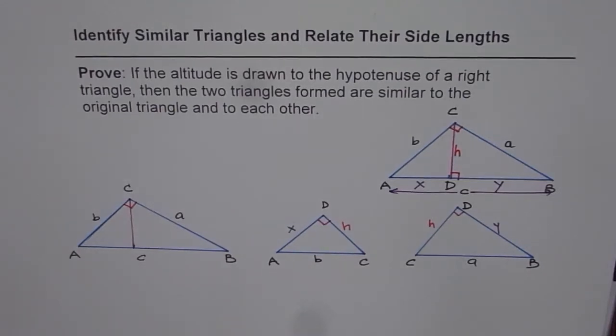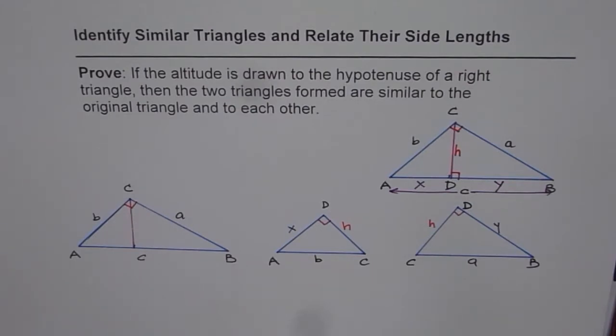I am Anil Kumar, and here is a very important video. In this, we are going to prove that when we drop an altitude from a right triangle, we actually make three similar triangles. So we'll understand their relationship, and then we'll make a base for proving the right triangle geometric mean theorem. So that way, this video is very important.